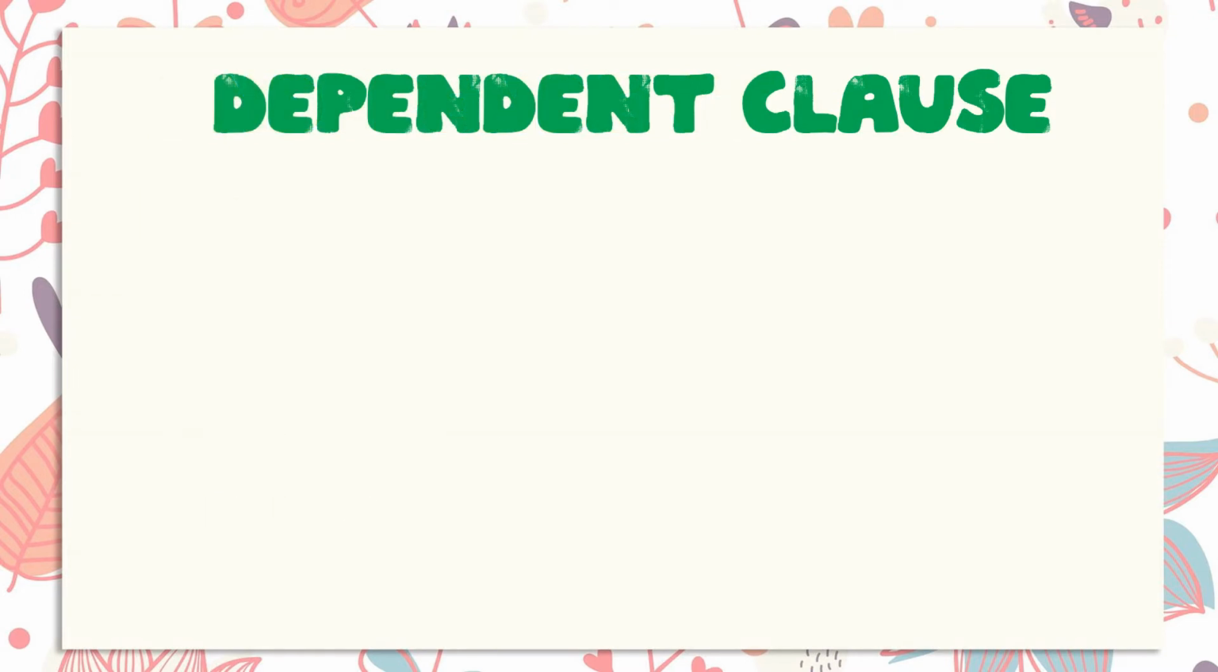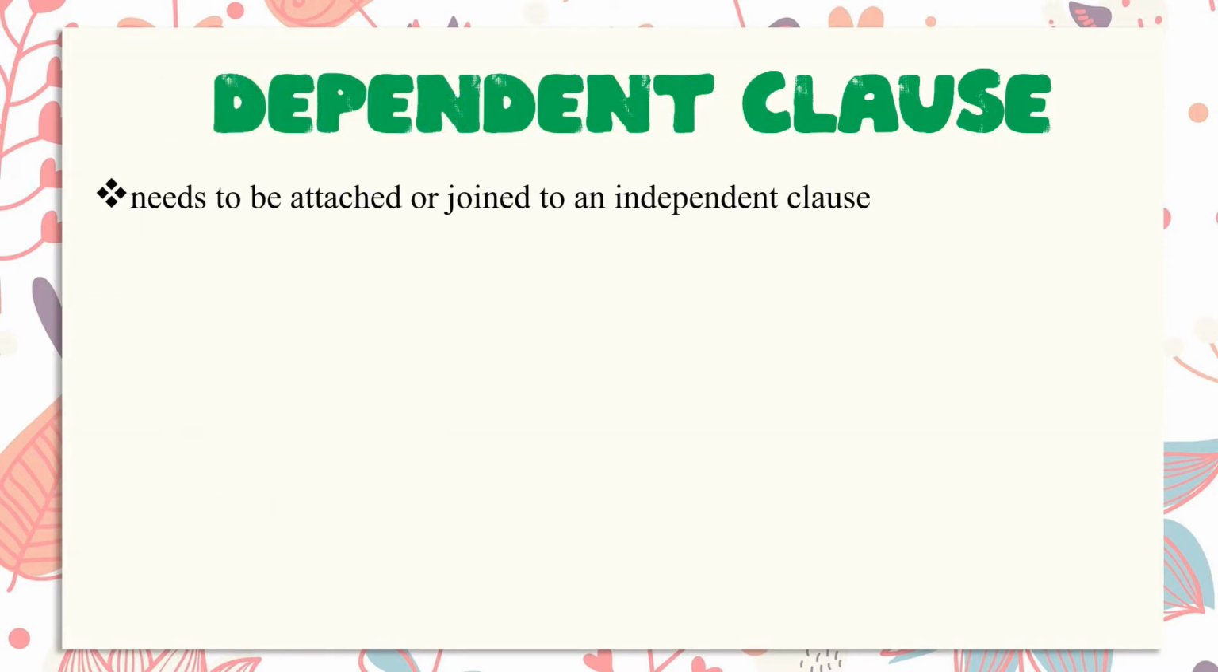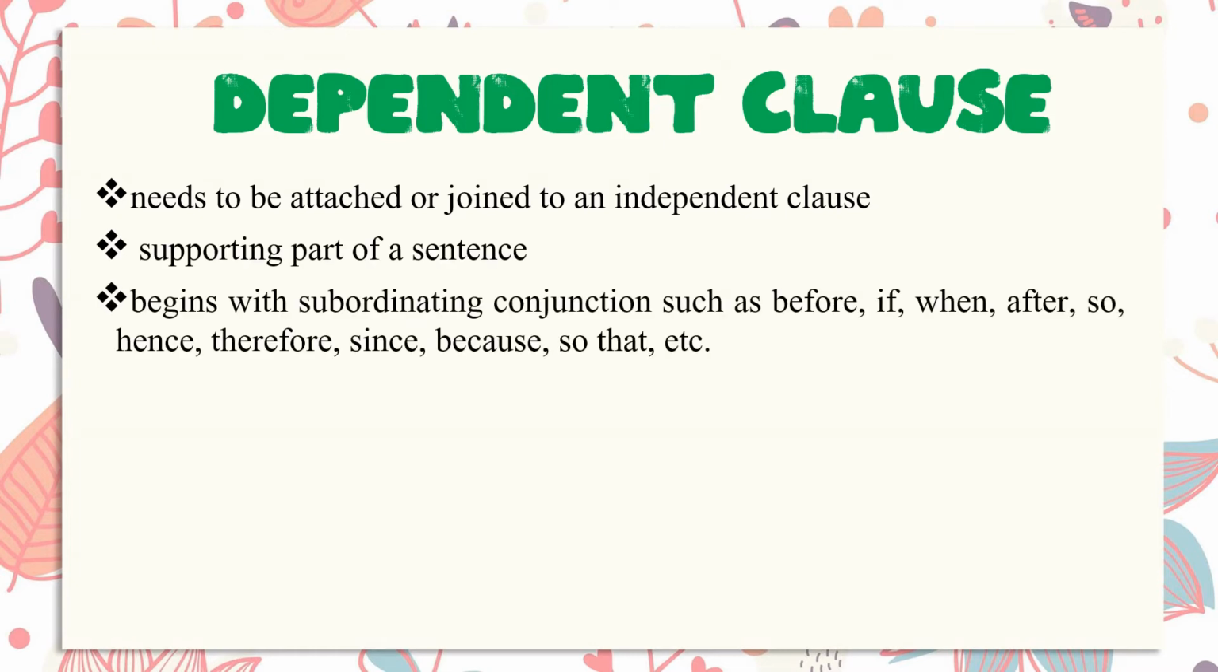What about a dependent clause? A dependent clause needs to be attached or joined to an independent clause. We call it dependent because it depends on the independent clause. It is a supporting part of a sentence, and it begins with subordinating conjunctions such as before, if, when, after, so, hence, therefore, since, and because, so that, etc.